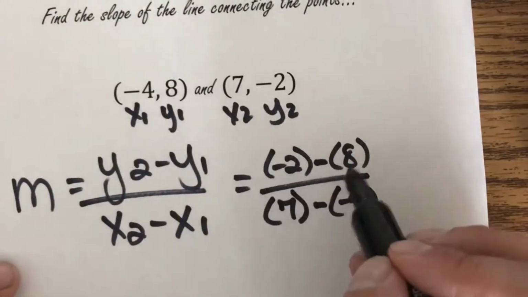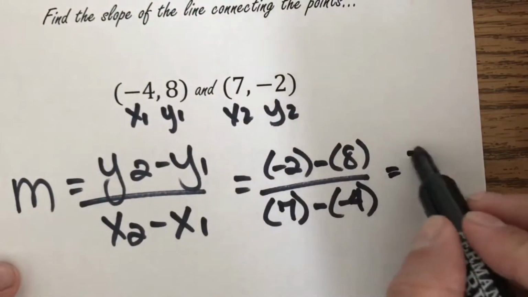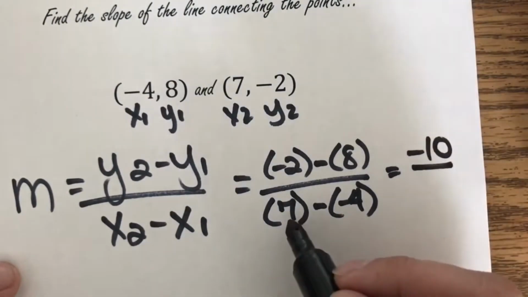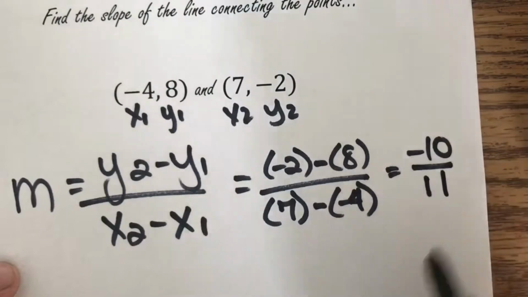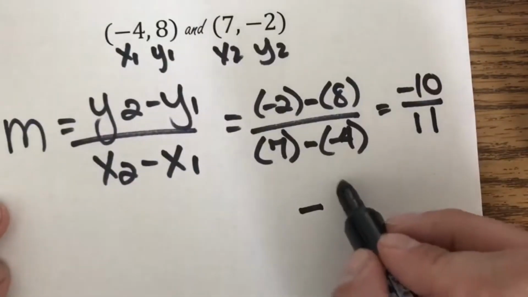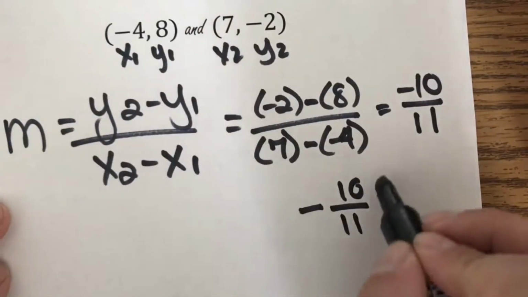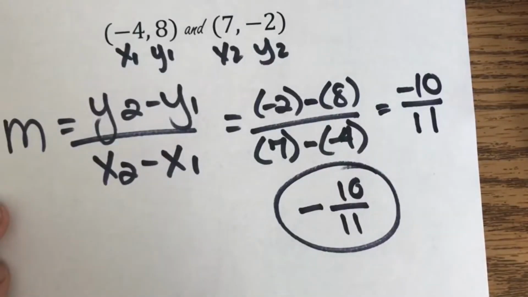Negative 2 minus 8 is negative 10. 7 minus negative 4 is positive 11. And I end up with negative 10 over 11. Done.